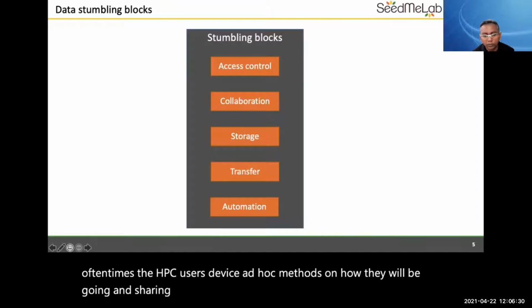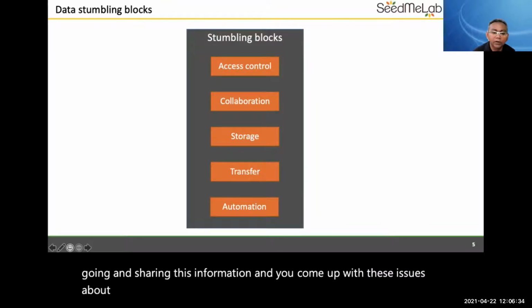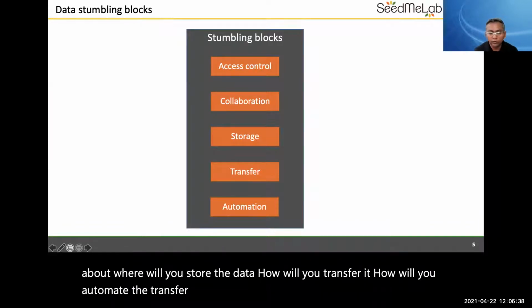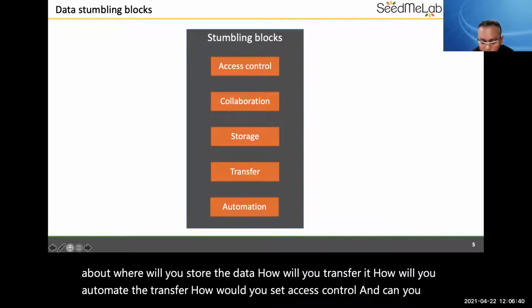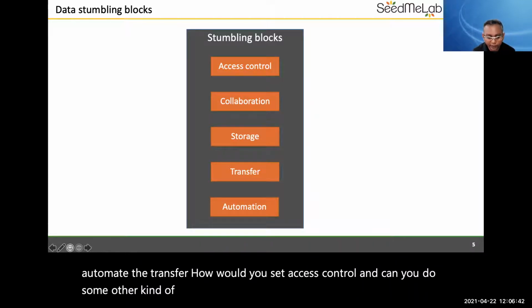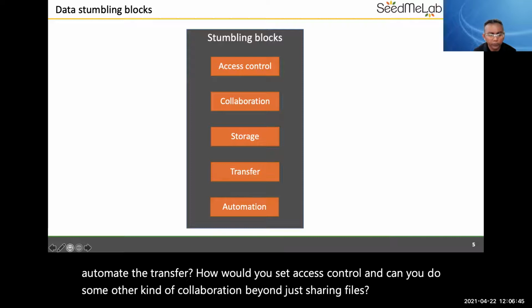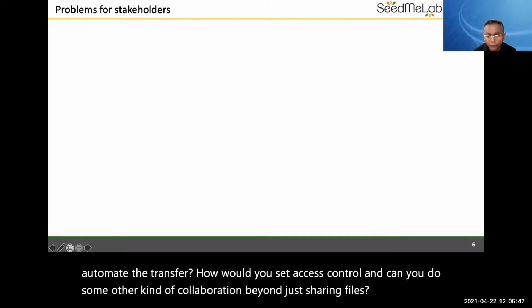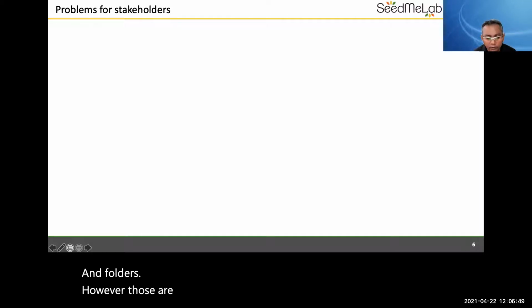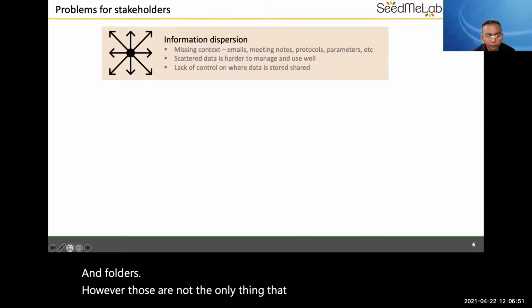And you come up with these issues about where will you store the data? How will you transfer it? How will you automate the transfer? How will you set access control? And can you do some other kind of collaboration beyond just sharing files and folders? However, those are not the only things that actually cause problems.